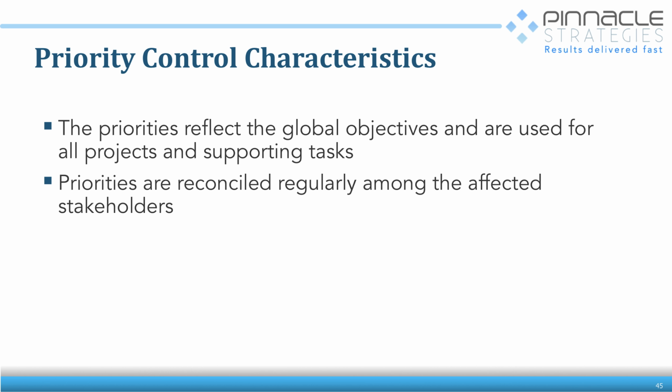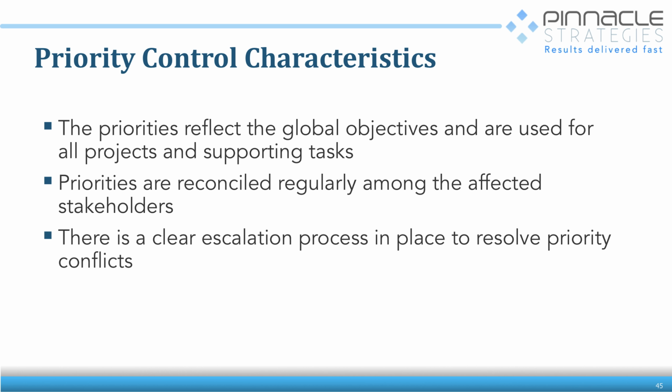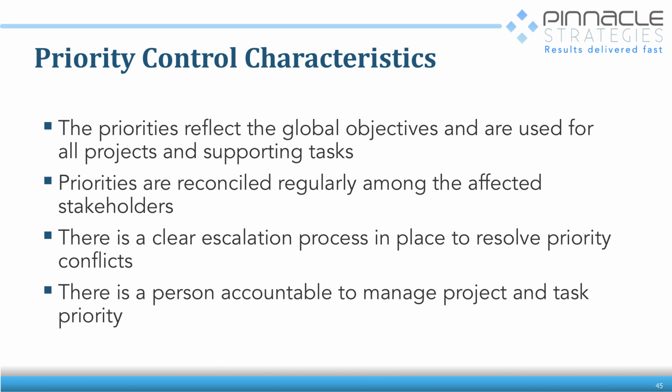I think I've talked about this. Priorities are reconciled, all right? So reconciled means if you don't have a way to resolve conflicting priorities, this is where you create it. And you have a clear escalation process. This is really important. You have a person that is responsible for managing project and task priorities. Now, oftentimes that person is the project manager, or maybe it's a scheduler or something like that, or a delivery manager. But the critical thing here is that fourth bullet, you have a person that is assigned for this.